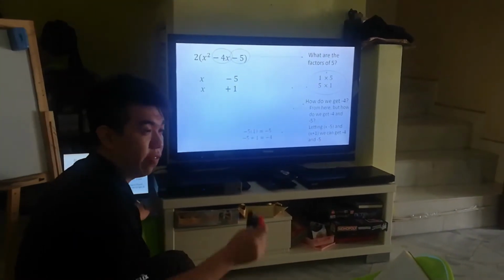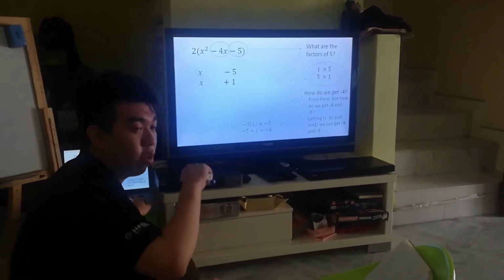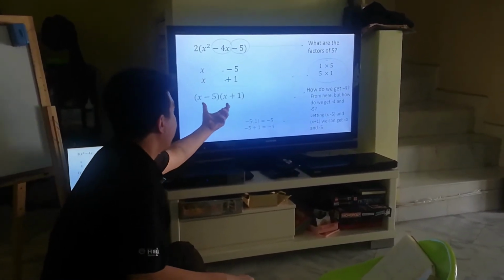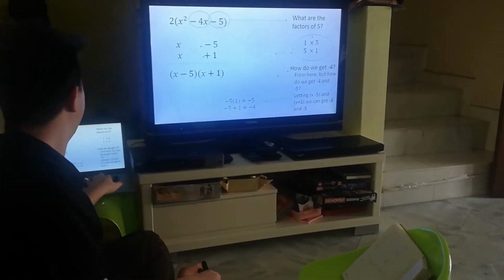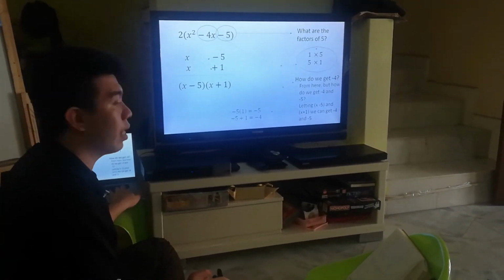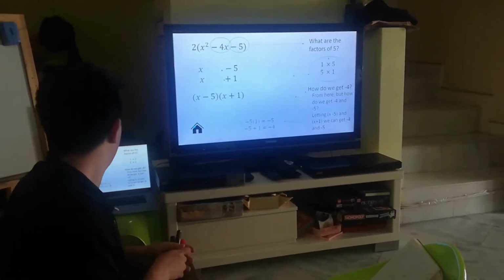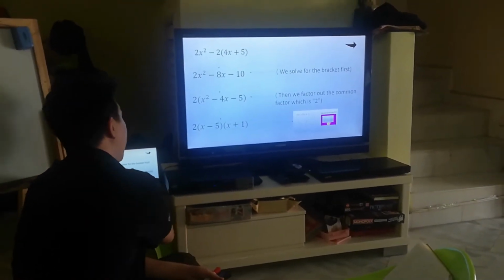So, okay, let's factorize the x one. How do you factorize it? I'll skip the process and show you the answer directly here. x minus 5, x plus 1. So when you get this, how do you check the answer?